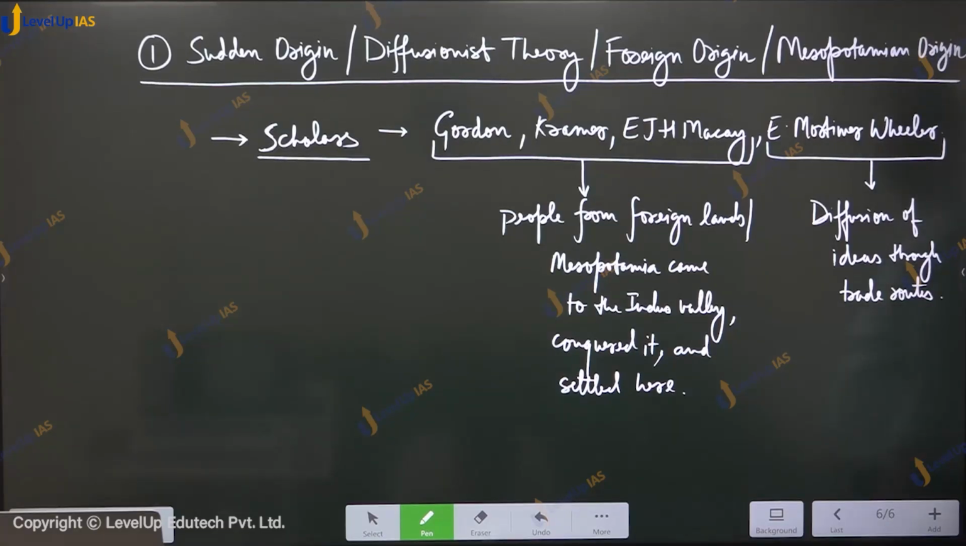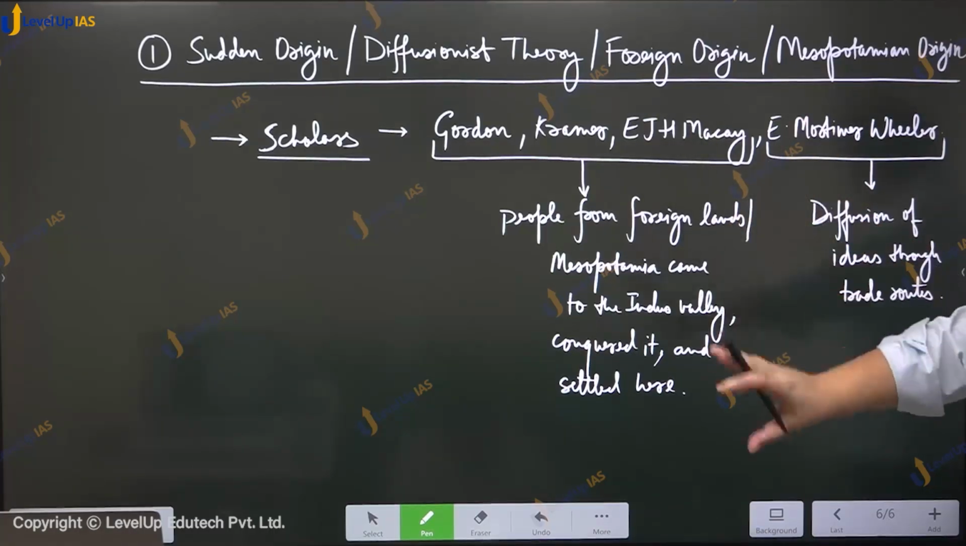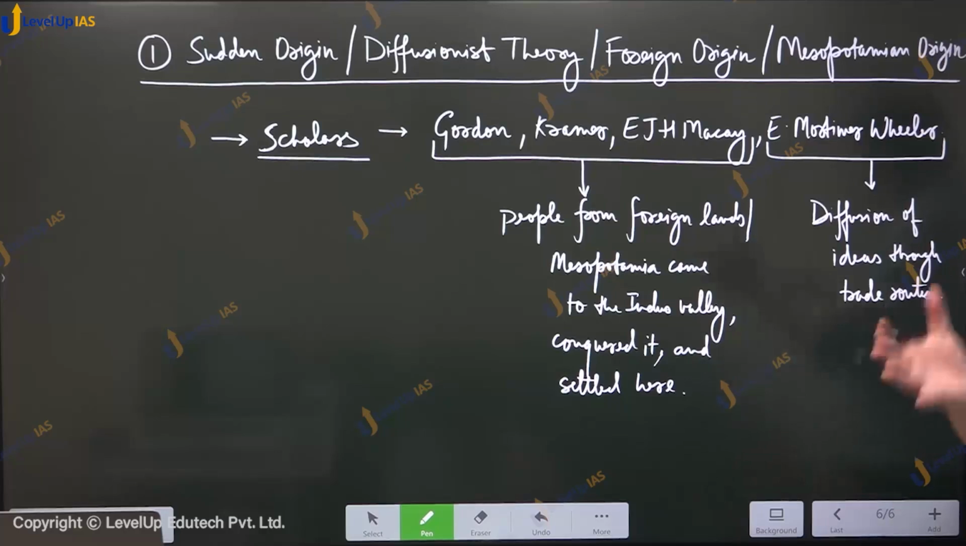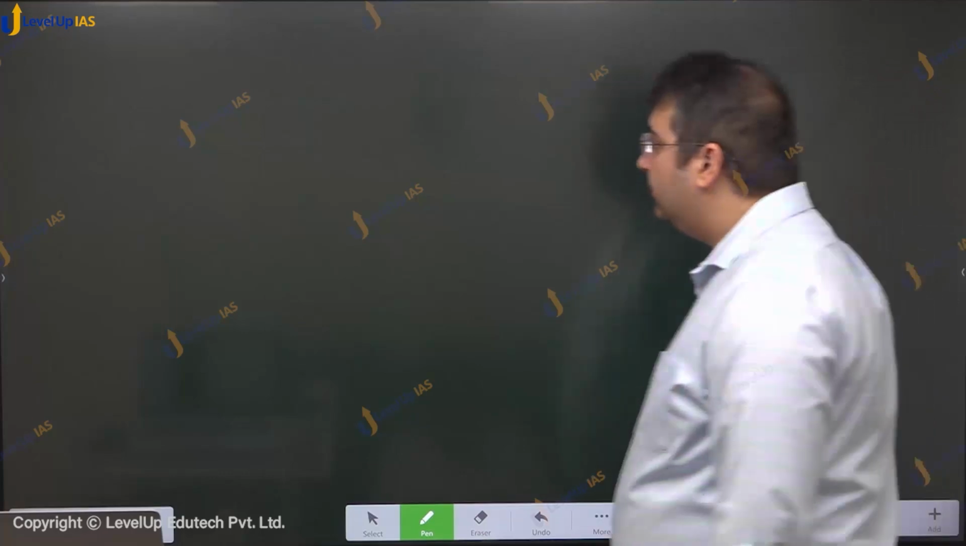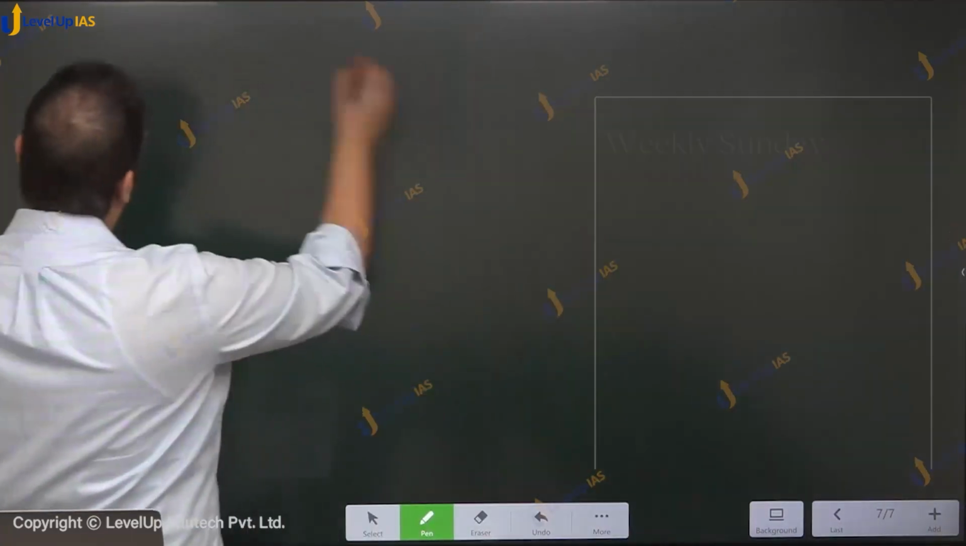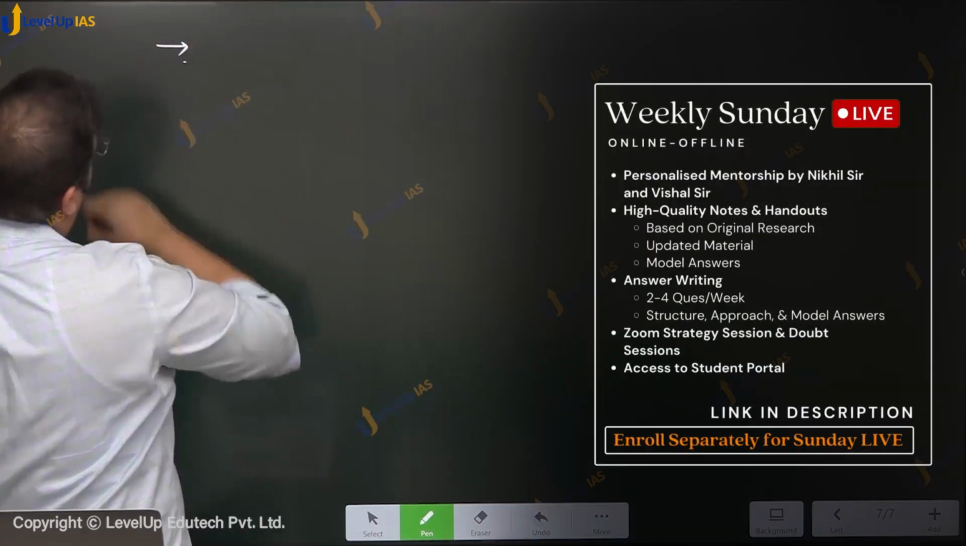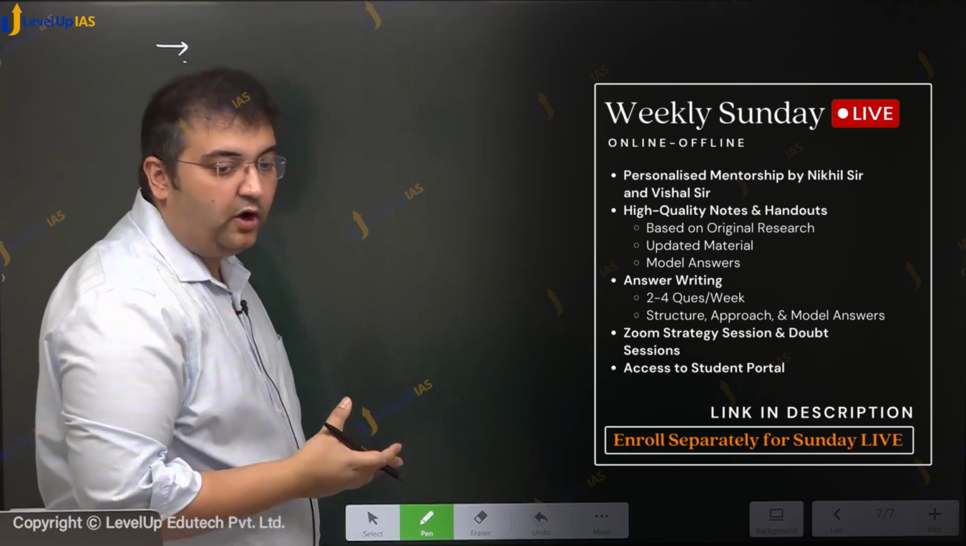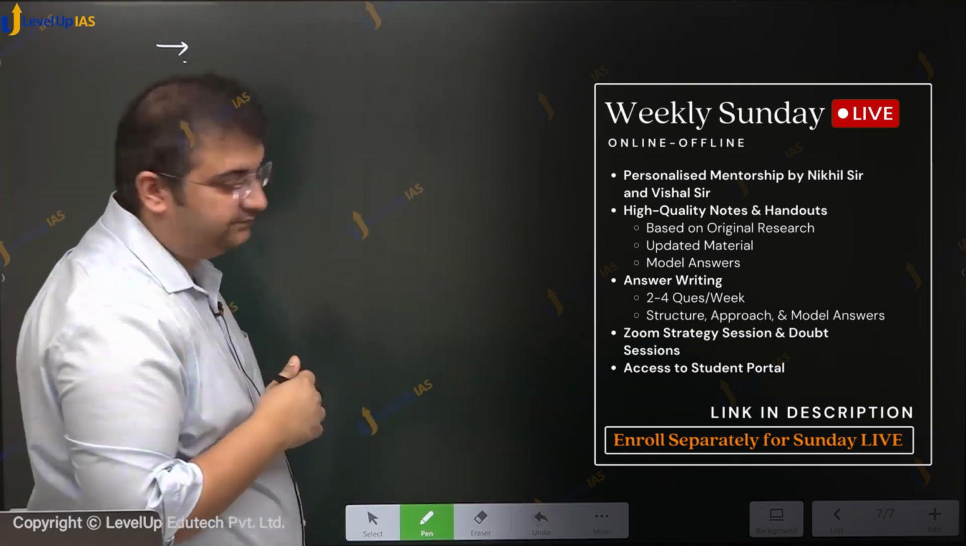Now, ये तो देख लिया हमने बेसिक प्रेमिस क्या है. आइडिया क्या है? Either people from Mesopotamia or their ideas were responsible for the sudden emergence of the Harappan civilization from fully built up cities. Now, what is the evidence that they have given in support of their theory?